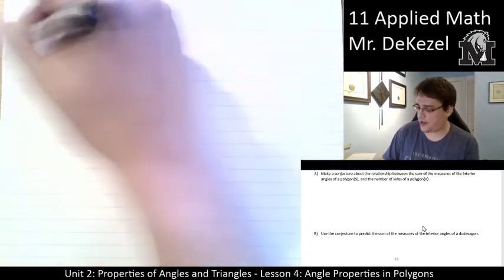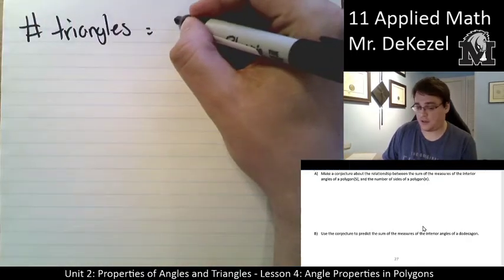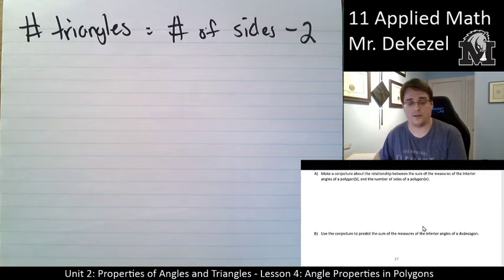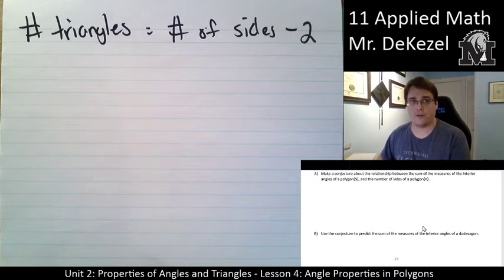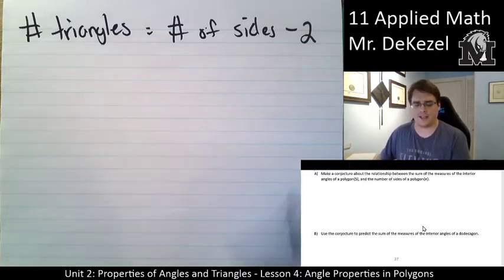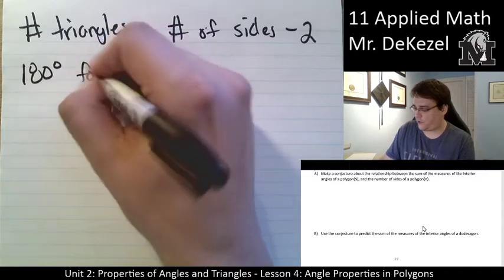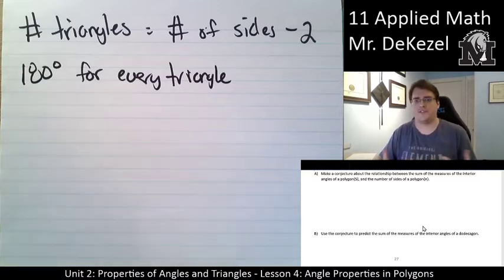So the number of triangles is equal to the number of sides minus two, right? So it's seven sides, five triangles. And we know that we have 180 degrees added up each time we have a triangle. So 180 degrees for every triangle. So if I know the number of sides of a shape, which you can sometimes find out from the name, I should be able to find out the angles, right?